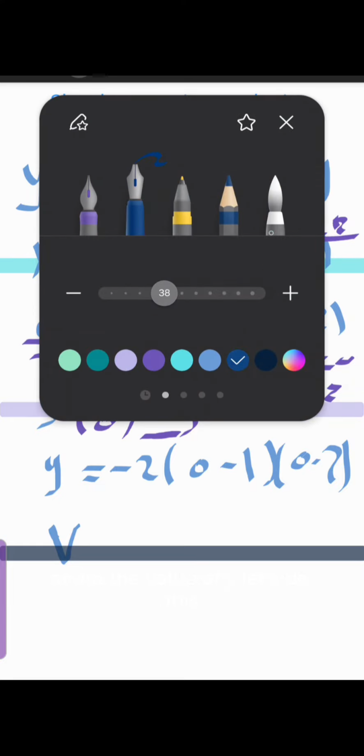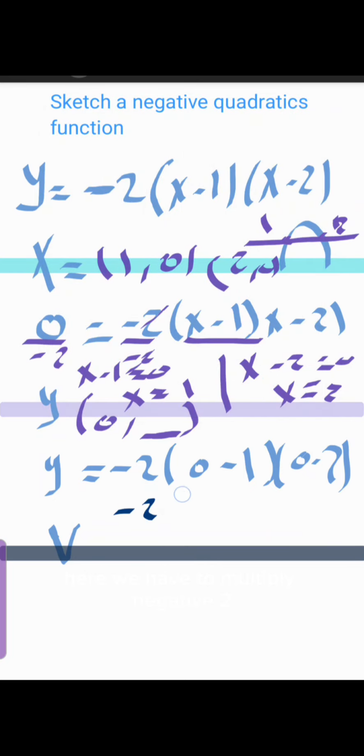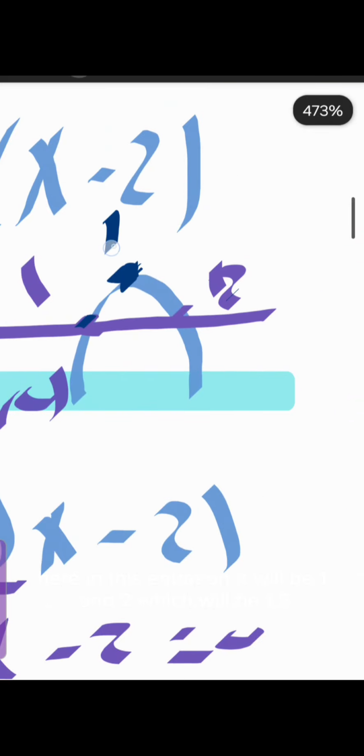To get the value of y, we multiply -2 by -1 by -2, which gives us -4. So the point is 0 and -4. For the vertex, as we said before in the previous video, the vertex is between 1 and 2, the two x-intercepts, which will be 1.5.